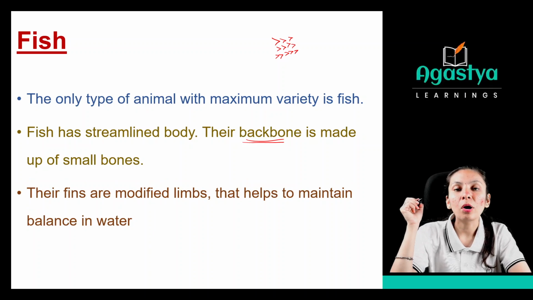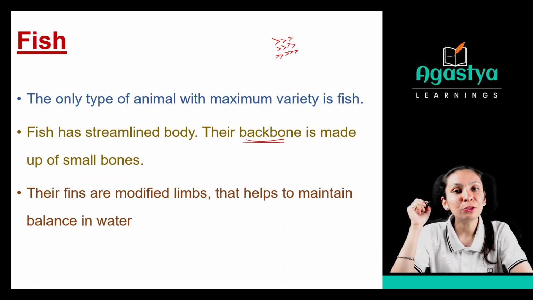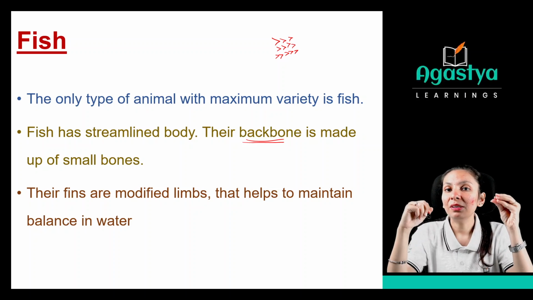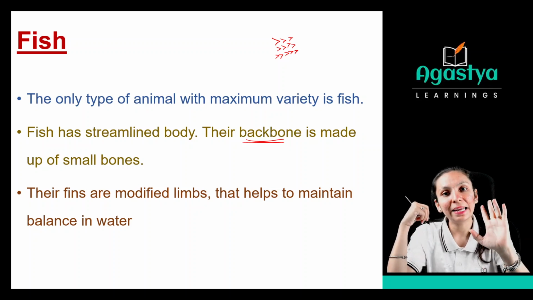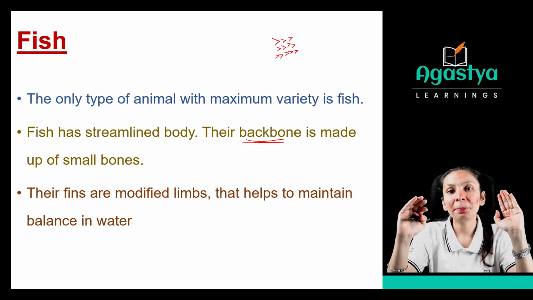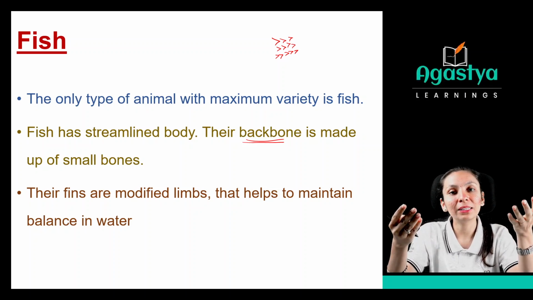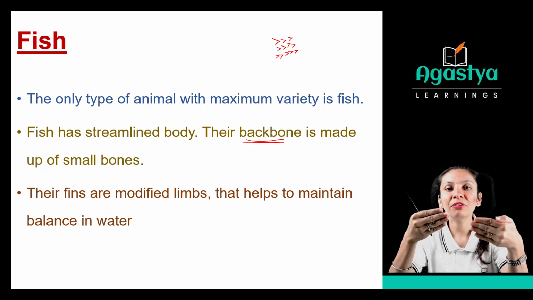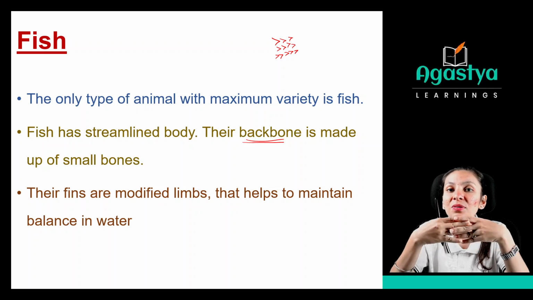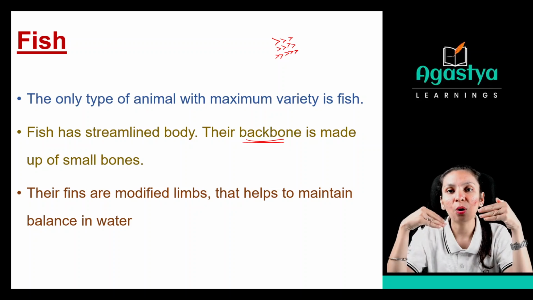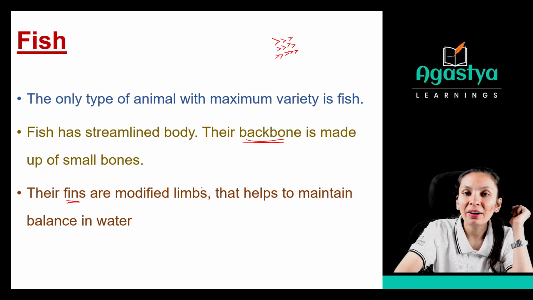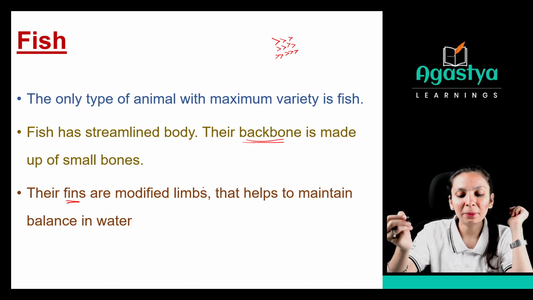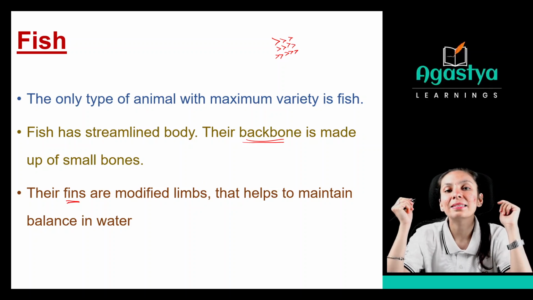Their fins are modified limbs. As you know, any animal has two types of limbs, the forelimbs and the hind limbs. The forelimbs are present at the upper part, or you can say in the front part, and the hind limbs are present at the lower part or the back side. So these fins are modified forelimbs that will help them to maintain the balance.